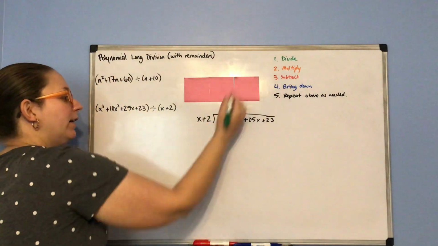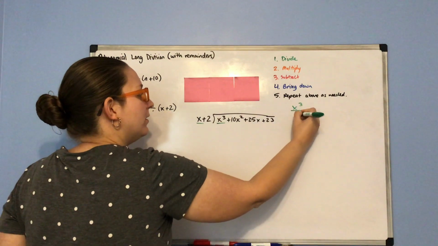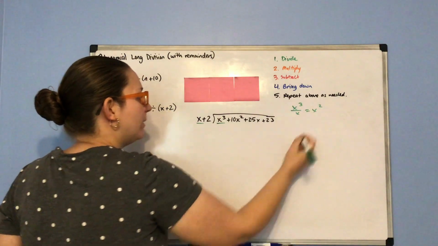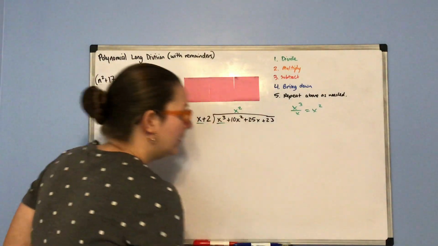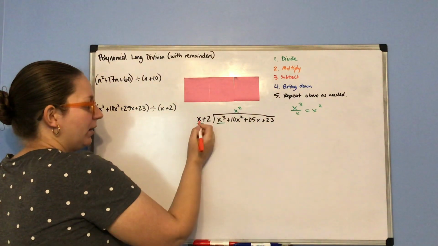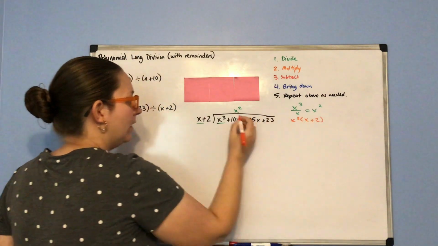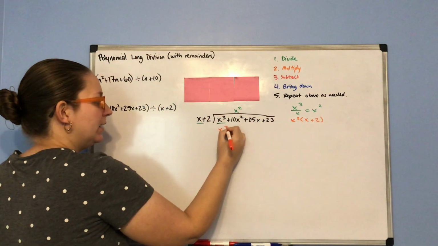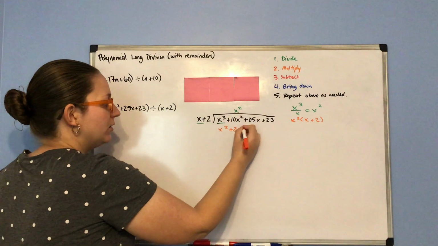So first we divide, first term divided by first term. X to the third divided by x is x squared. So x squared goes up top. Now I multiply x squared times the outside stuff. X squared times x is x to the third. X squared times 2, 2x squared.